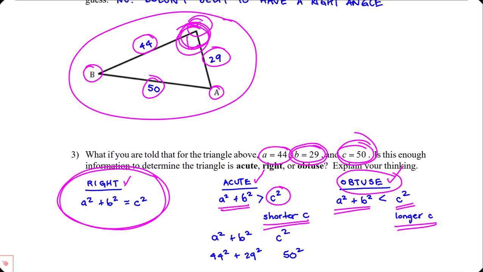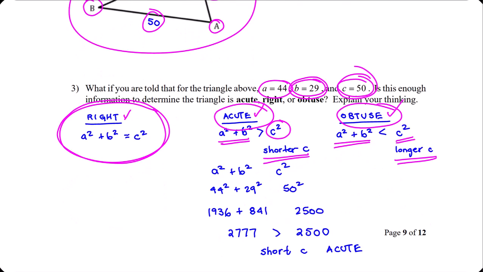Bigger, obtuse; smaller, acute. So in this situation, A squared and B squared added together are bigger than C squared. So C must be small, which means the angle opposite is smaller than a right angle, and so it is an acute triangle.